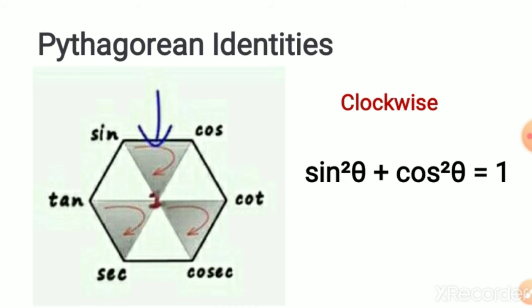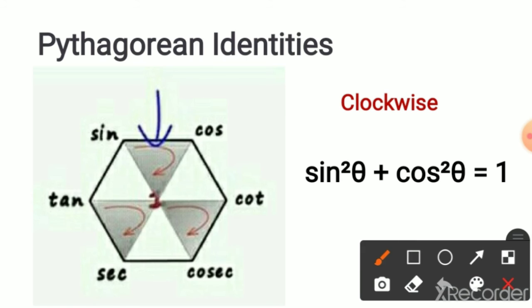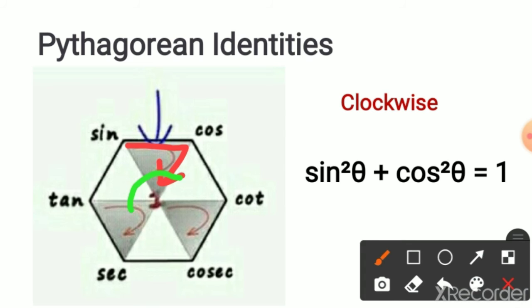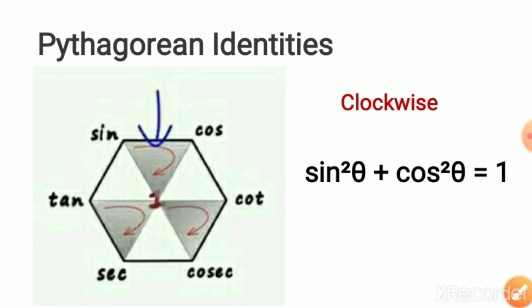By going clockwise, our operation will be addition. For example, sine squared theta plus cosine squared theta is equal to 1. If we sketch it in the hexagon, it will look like this. 1 here is the sum since it is where the arrow ends. So that's how it looks like in clockwise direction.